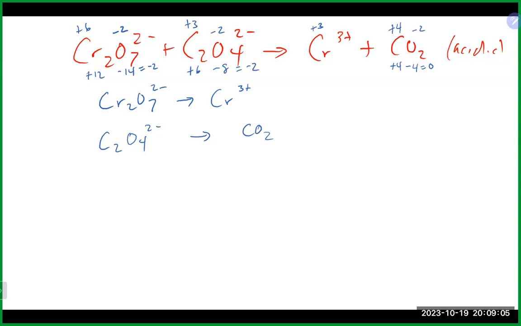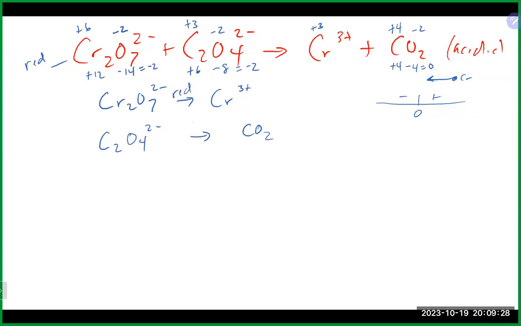All right, so to figure out what's going on here, we'll do our little number line. So if we look at the chromium on the left, starting at +6. And on the right-hand side, it's ending at +3, which means it is moving in the negative direction, which means this guy is being reduced in this case.